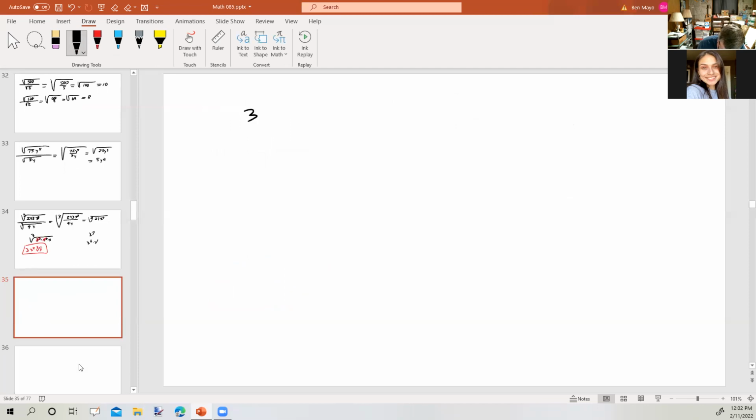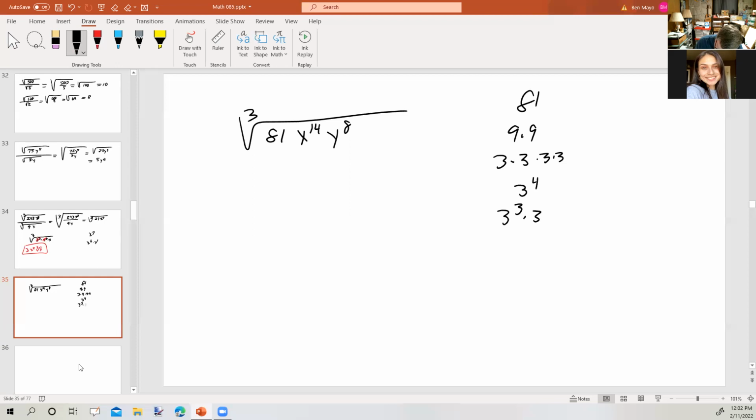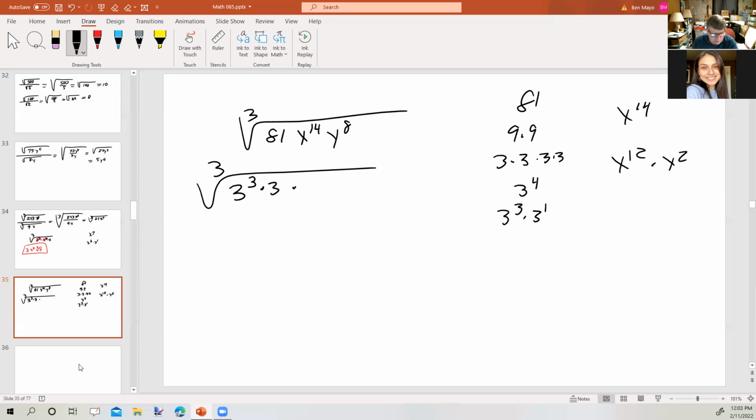What if I had the cube root of 81 x to the 14th y to the 8th power? Okay, how would I deal with that? Well, 81 is 9 times 9, which is 3 times 3 times 3 times 3, which is 3 to the 4th. So I'd write that as 3 to the 3 times 3 to the 1. Okay, and I can put the 1 exponent or I can leave it either way. X to the 14th. What's the highest number that's a multiple of 3, but 14 or less? Wouldn't it be x to the 12th? So that's going to give me x to the 12th times x squared. So 12 is the highest multiple of 3, less than 14, and I've got an x squared left over.